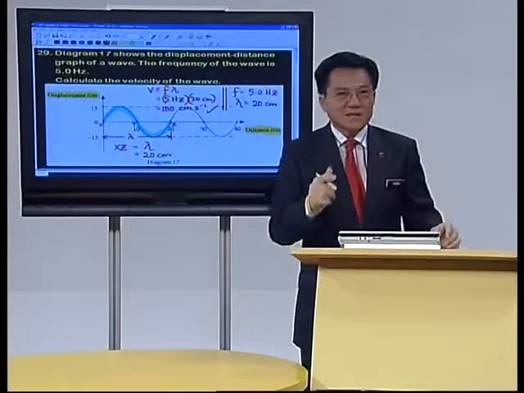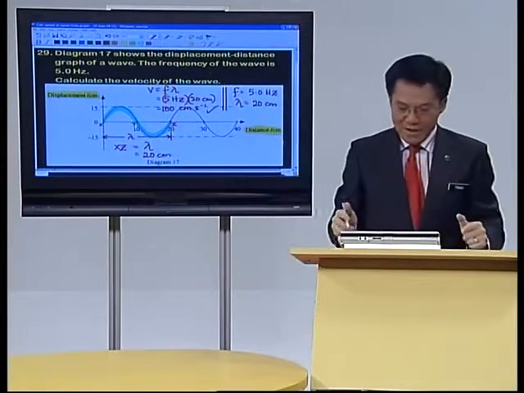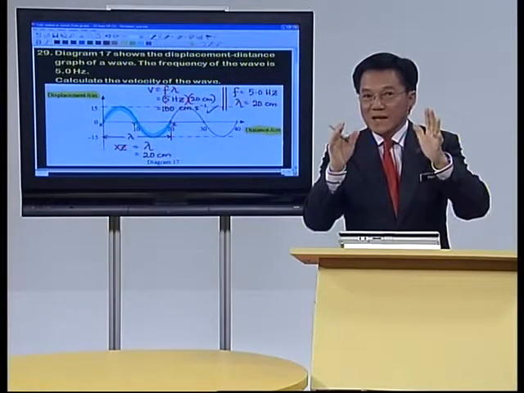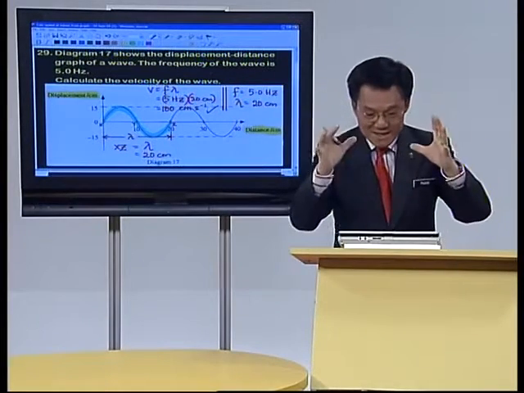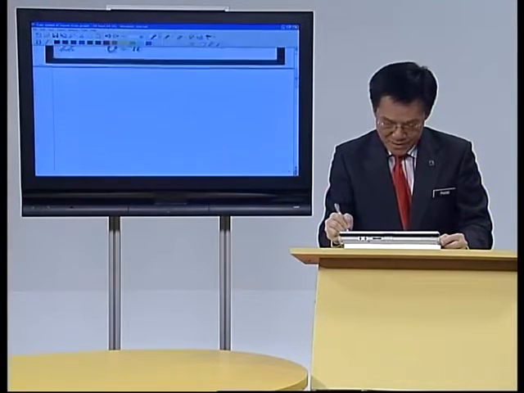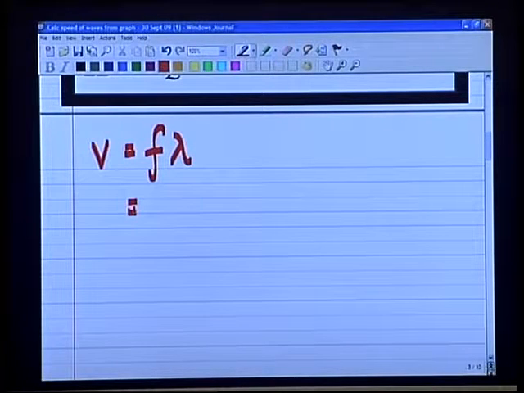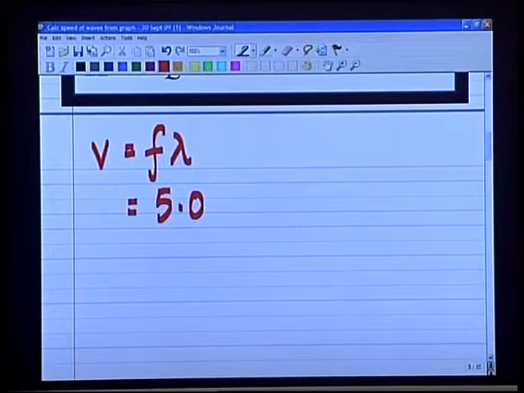Now, I'm still not satisfied because I want to teach you something else that not many books will explain that way. I will now explain it again and show you another angle so that you understand better how to use V equals F lambda. Are you ready? V equals F lambda. Now, what is F? 5 hertz, right? So, I would write down 5 hertz. 1 hertz is actually 1 cycle per second.